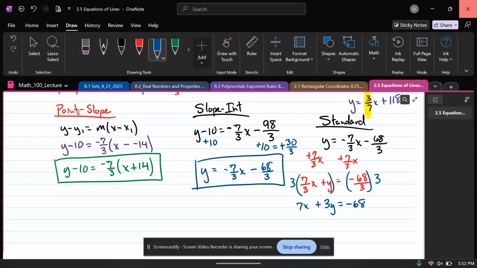So 3 times 7/3 is going to give me a 7. 3 times y is my 3y. 3 times the negative 68 over 3 just gets rid of the 3 and gets me the negative 68. 7 and 3 don't have anything in common, so it doesn't even matter if there's anything in common with 68. There's my standard form. We're good to go.